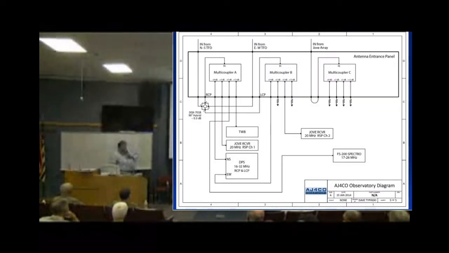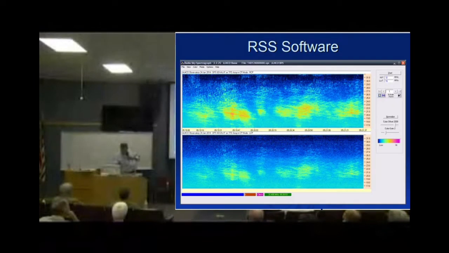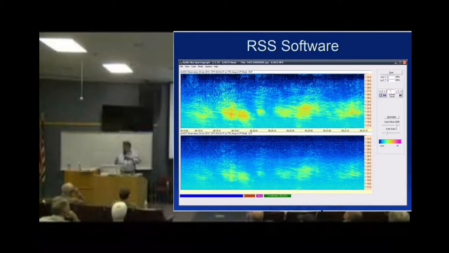Same diagram we just saw one talk ago. And the DPS just runs off both these multi-couplers, and it gets LCP and RCP. And there's the RSS software that Jim so kindly wrote. And there's not much more to say about that. You said it all, Jim. Except it's RCP on the top and LCP on the bottom. Other than that, it's the same thing.